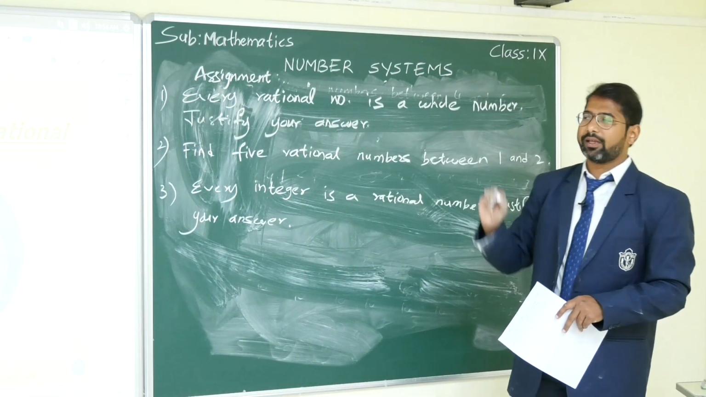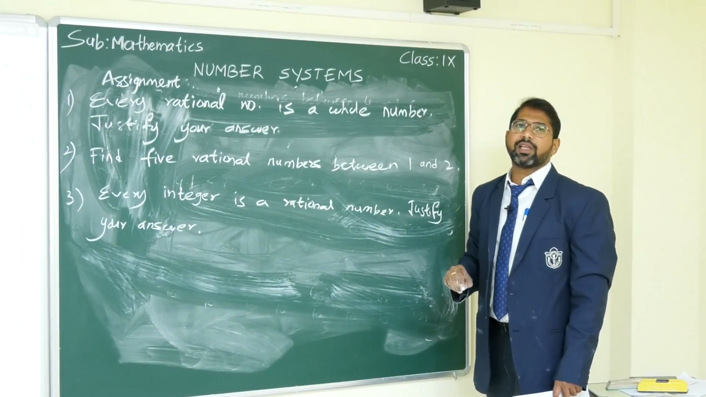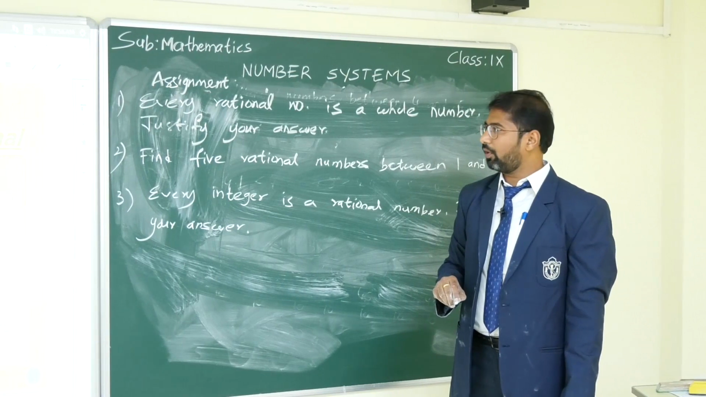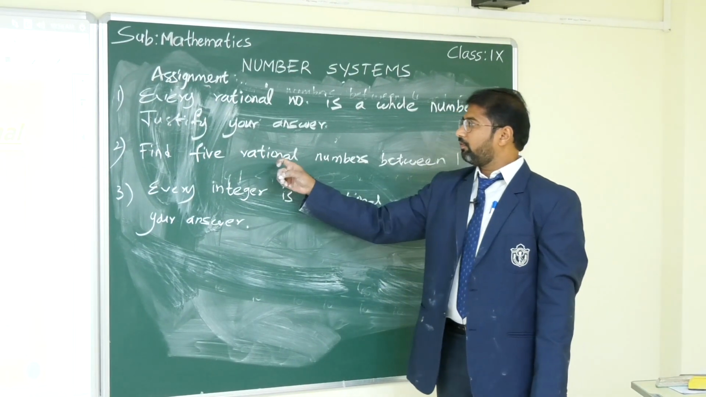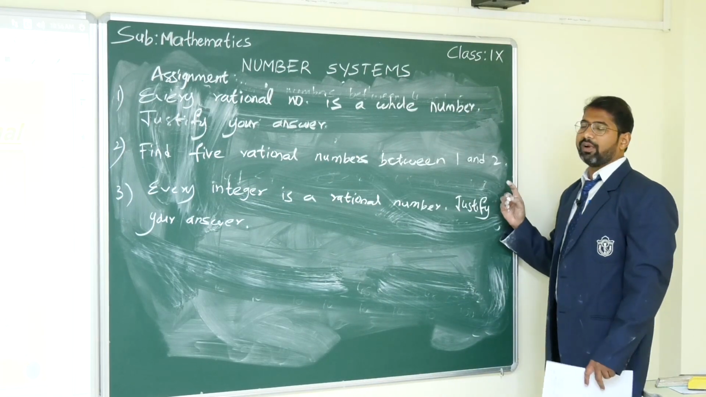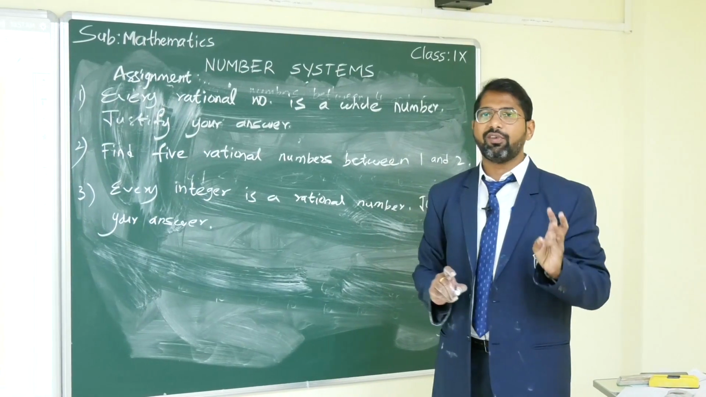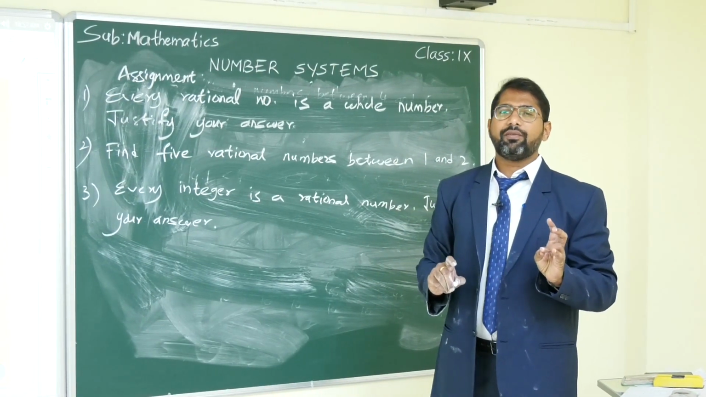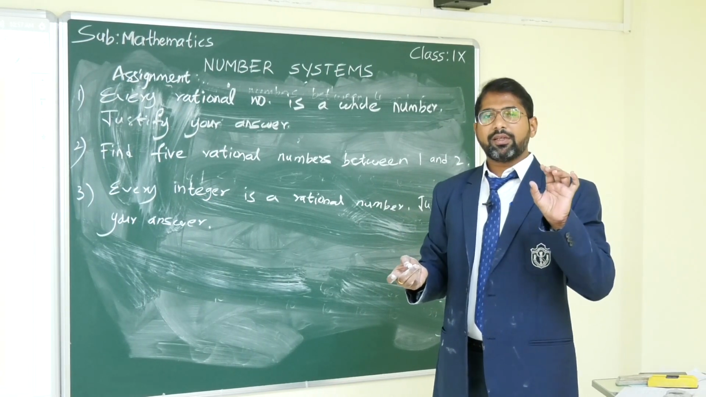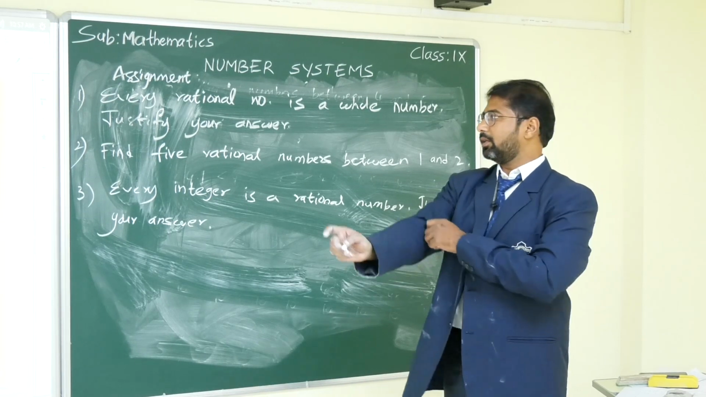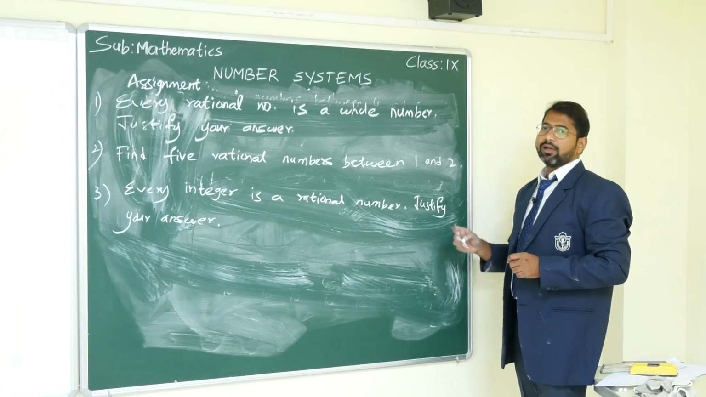I have given you 3 questions as an assignment. The first question is, every rational number is a whole number. Justify your answer as true or false. Second one, find 5 rational numbers between 1 and 2. So you can use any method, either of 3. One is using the formula. The second one is converting them into decimals, and the third one is making the denominators same, and then you can insert. And the third question is, every integer is a rational number.